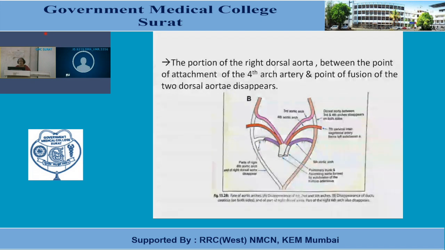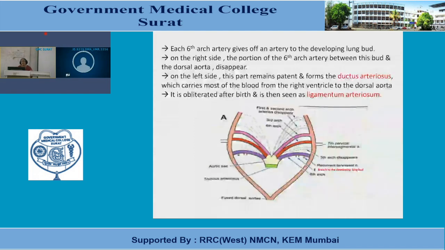Now you can see here the 7th cervical intersegmental artery forms the subclavian artery. Now the portion of the right dorsal aorta we have discussed. Now each 6th artery gives off an artery to the developing lung bud. What is given here? The developing lung bud. So this is the 6th arch artery on both sides of the aortic sac.